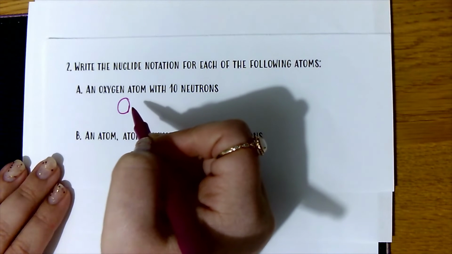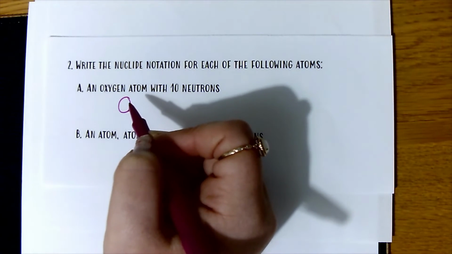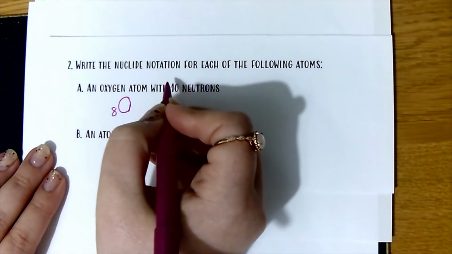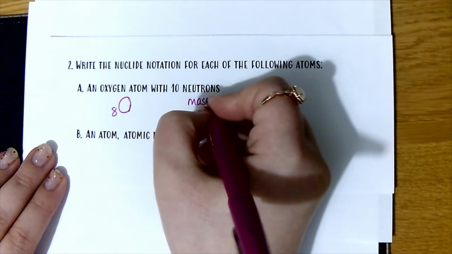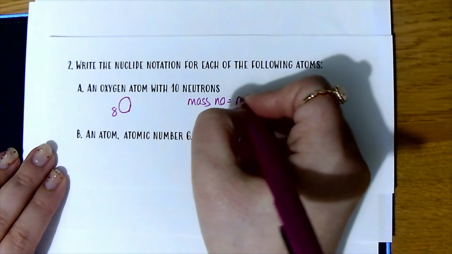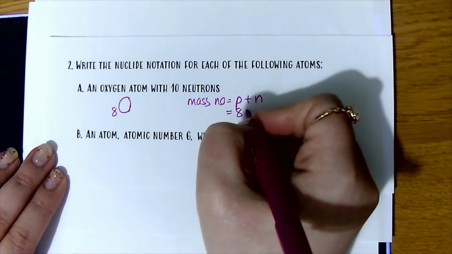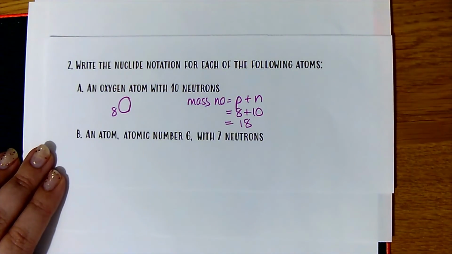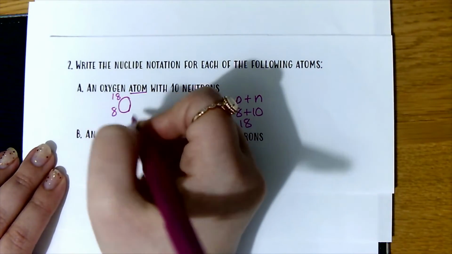Because we know the element symbol, we know that the atomic number of oxygen is 8, so we can get that straight from our data booklet. It's telling us we have 10 neutrons. Remember, our mass number is equal to protons plus neutrons. So we have 8 protons from our atomic number and 10 neutrons. Therefore, we have a mass number of 18, and we can just put that in. And it is an atom, so we don't need to worry about any charges.